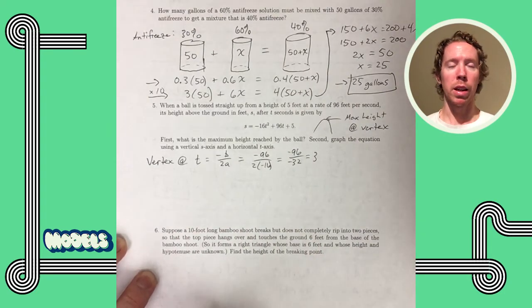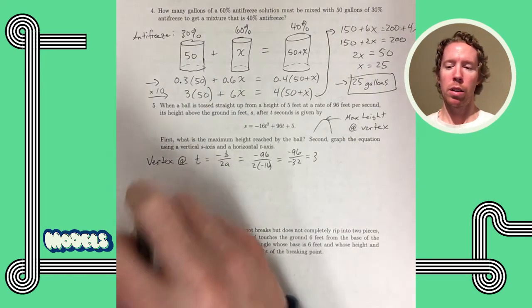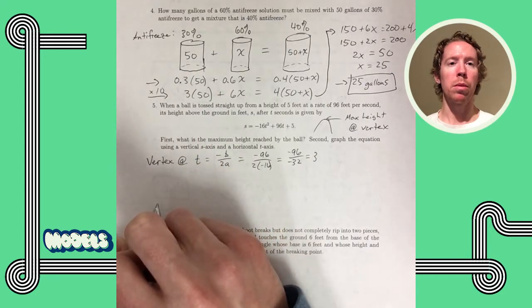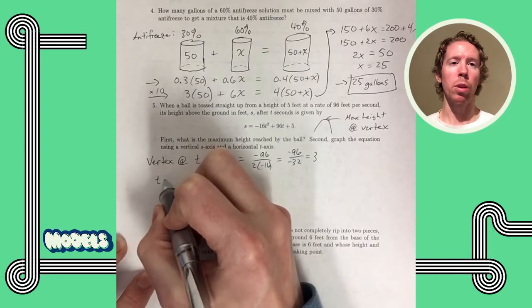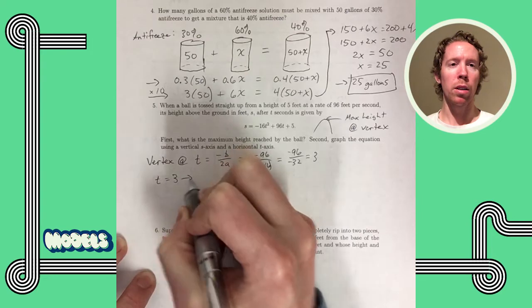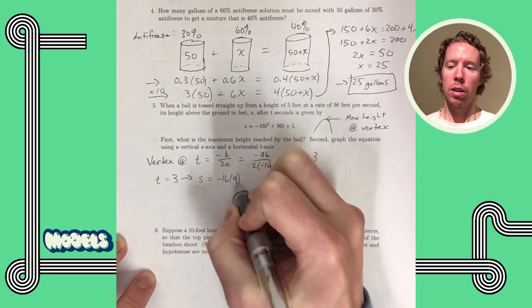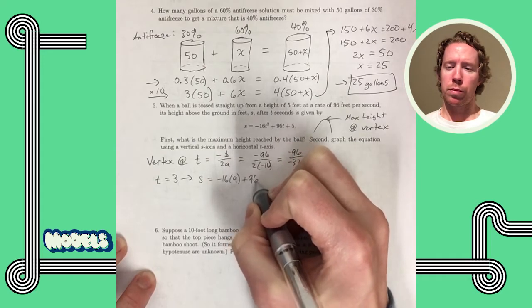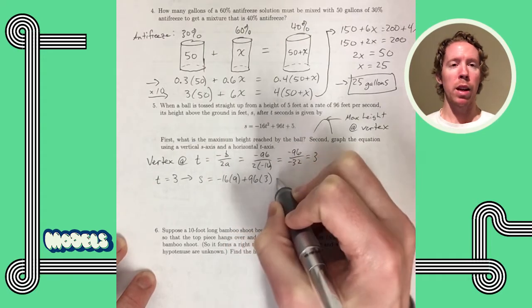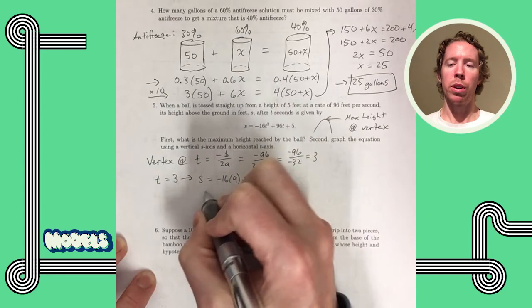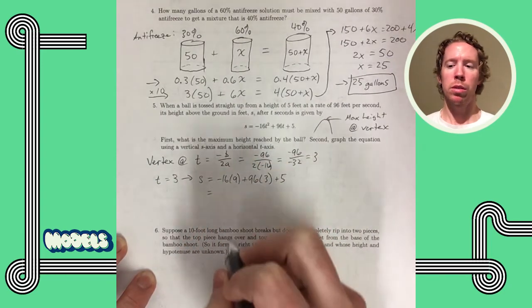So we know that happens at negative b over 2a, which in this case, when you reduce that, you get 3. So that means after you throw the ball up, 3 seconds later, it will hit the vertex. It will peak out, and then it will start to fall back down. To find the actual max height, you then just plug in t equals 3 back into that height equation.